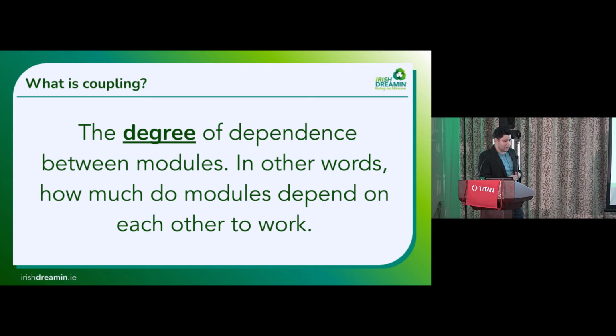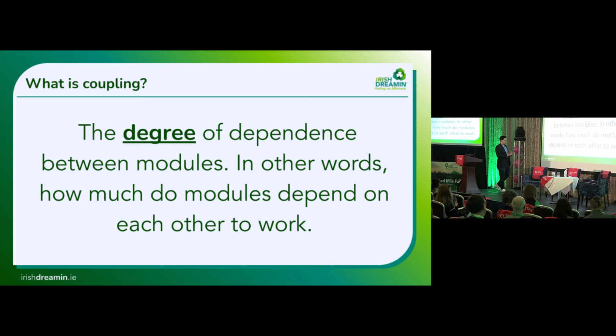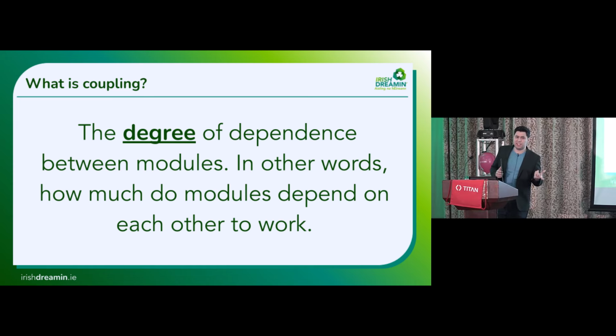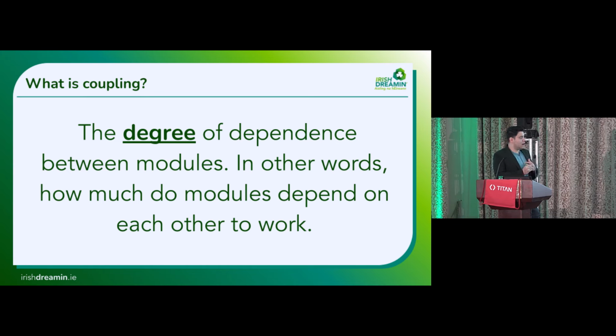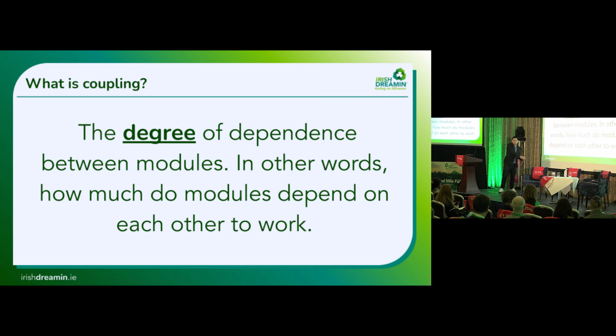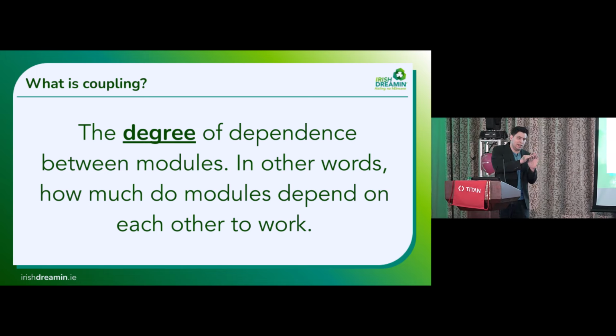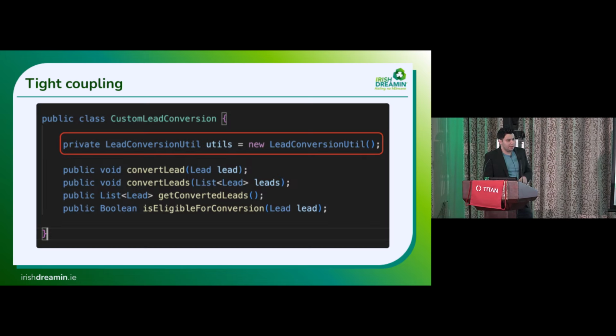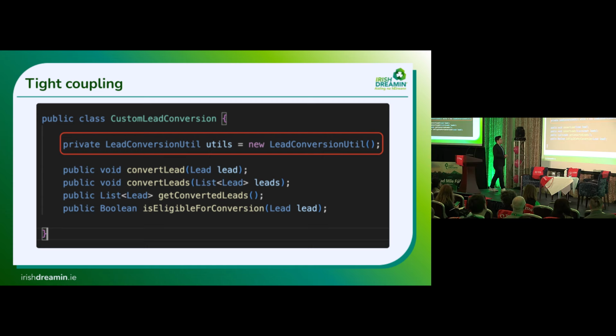Now, coupling is the degree of dependence between modules. So how much the modules depend on each other. And I want you to focus on the word degree, because coupling exists on a spectrum. It's not like it's either coupled or it's not coupled. It's actually a degree. Is it too coupled, or is it more or less coupled, or is it very loosely coupled?